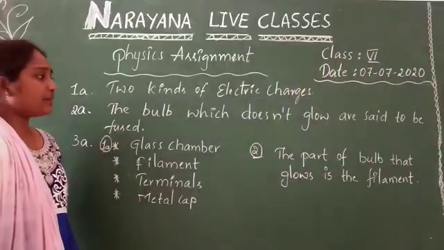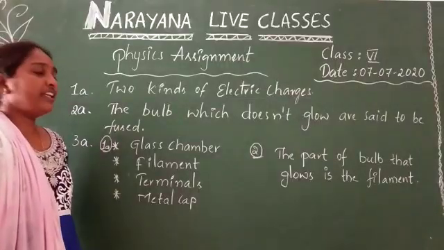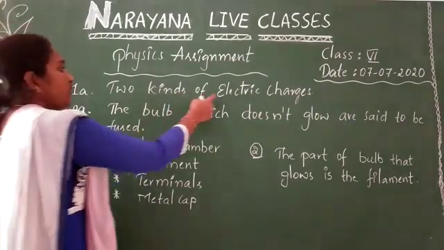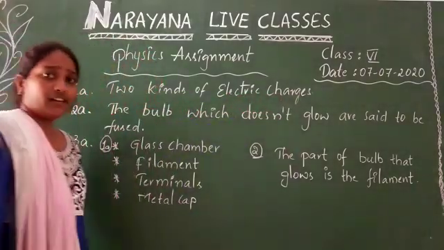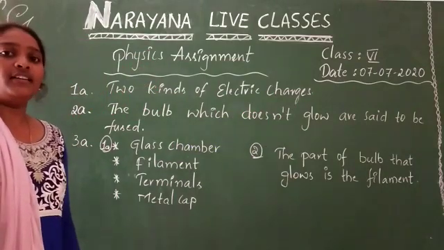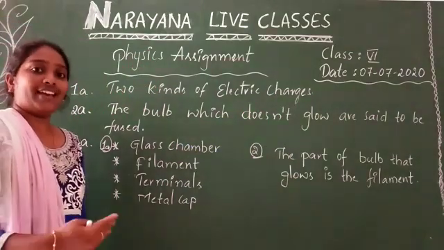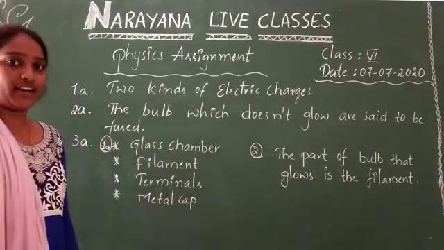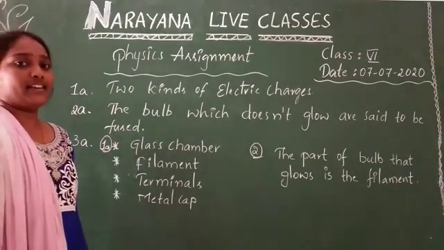So in today's assignment, the first question is how many kinds of electric charges are there? Here, two kinds of electric charges are there. They are positive charge and negative charge, or like charge and unlike charge. We can also call it like that.